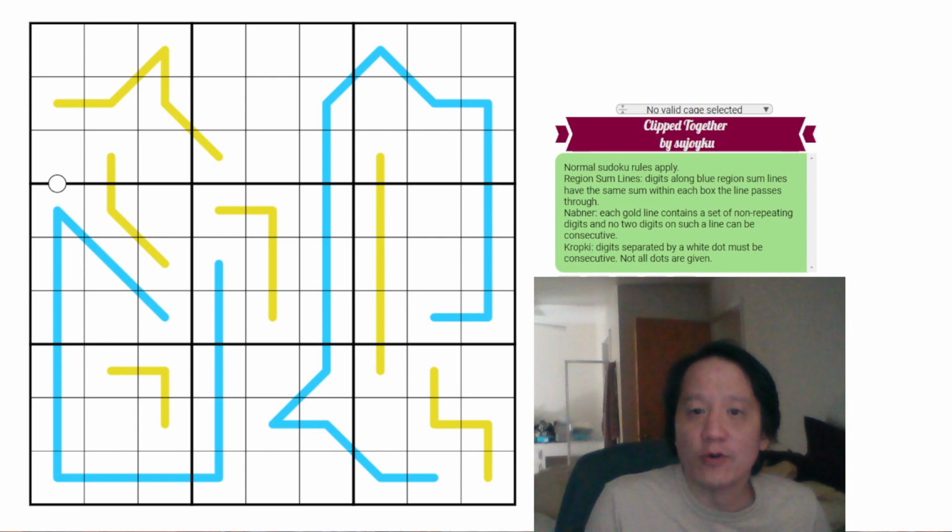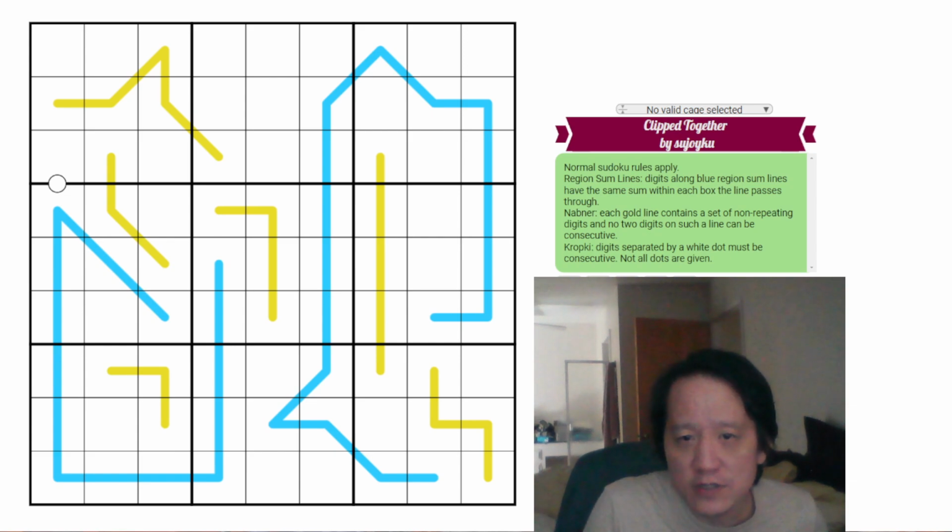In the month of November, I'm going to be trying to upload 3 videos every day, which has been kind of rough actually. But 2 of the average and below difficulty level, and 1 that's going to be average and harder difficulty level. And this is today's easy level puzzle, and it's called Clip Together by Sudoku.